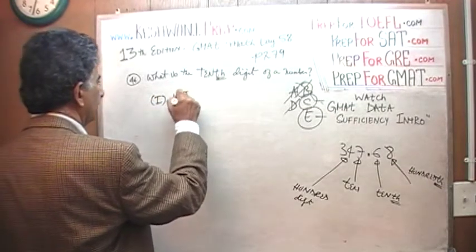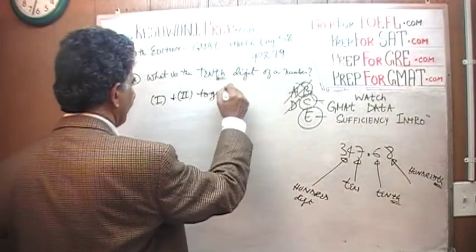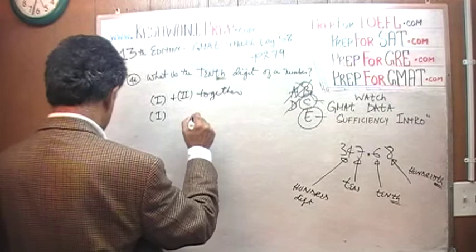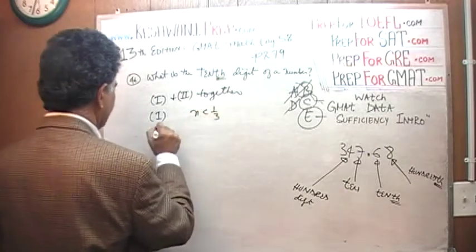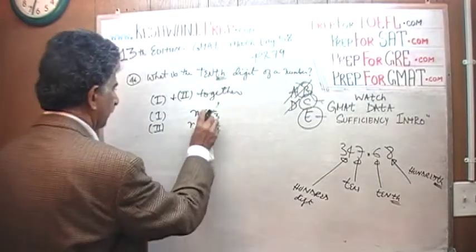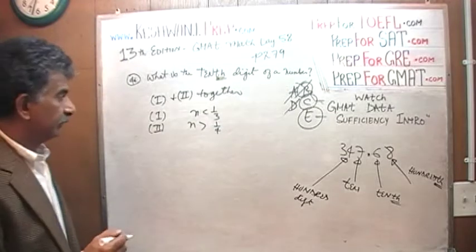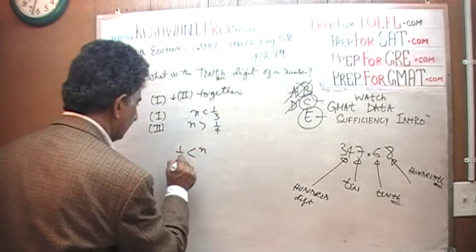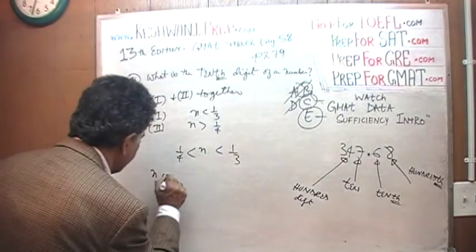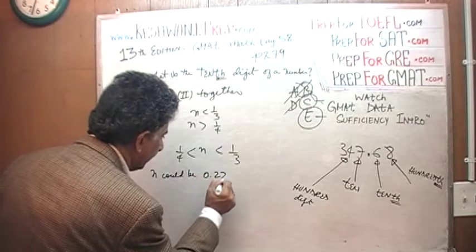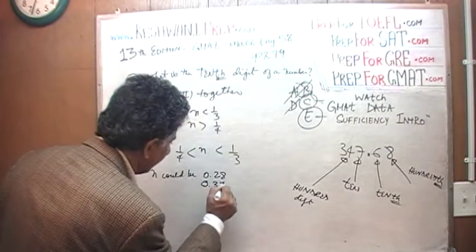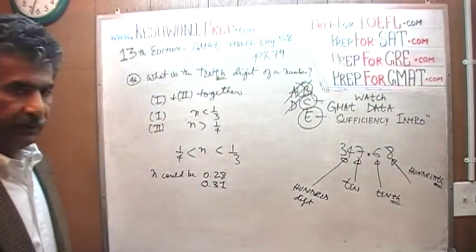1 and 2 together. 1 tells us that n is less than a third. 2 tells us that n is more than a quarter. If we put them together, what we find is that n is more than a quarter and less than a third. Again, n could be 0.28 or 0.27 or 0.26, or n could be 0.31 or 0.32. The point here is we do not know.